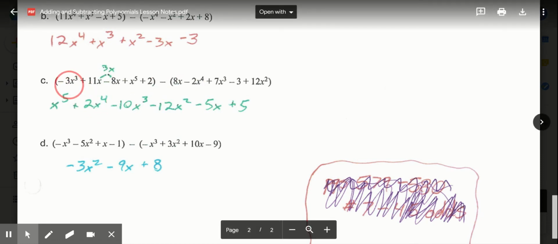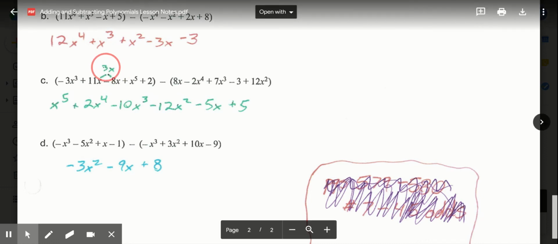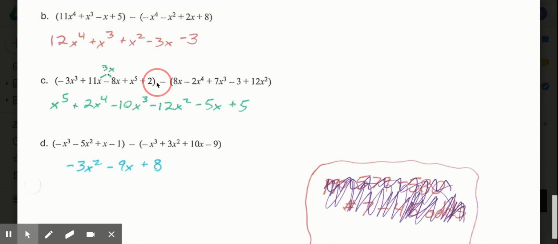Then with the thirds, -3x to the third minus 7x to the third would give us a -10x to the third. -12x squared came from just this 12x squared here, but it's a positive, but remember we're subtracting, so nothing minus 12x squared would be a -12x squared. 3x minus 8x would be a -5x, and then 2 minus a -3 would be a +5.